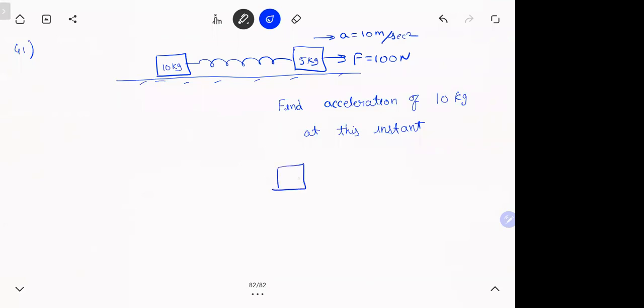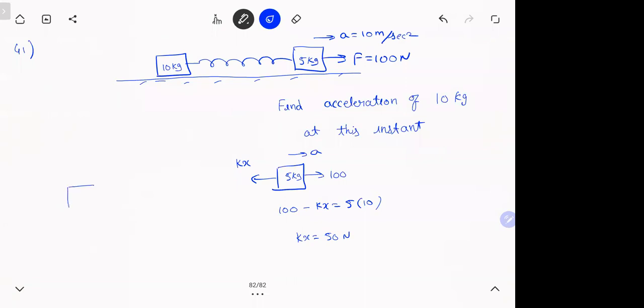So how to do this thing? Take the 5 kg FBD. So this force is 100 newtons. The force Kx is backward, acceleration is a. So you get 100 minus Kx is 5 into acceleration, 10. So from here you get Kx is 50 newtons.